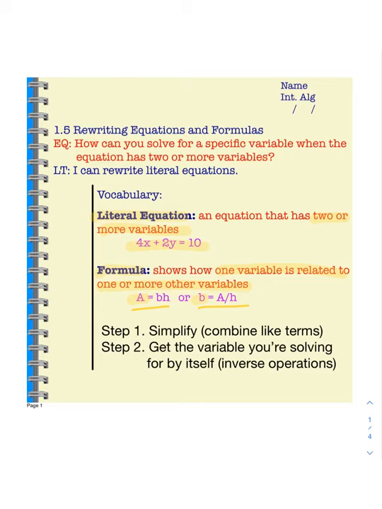All right, so when we are rewriting equations and formulas, you might want to write these steps down. They will help you out later. Step 1 is to simplify by combining like terms. And then step 2 is to get the variable you're solving for by itself. So inverse operations are going to be super important here because we're not going to get nice number answers. If there's two or more variables, there will be a different variable on the other side. But the important thing is that we get the variable that we're solving for by itself.